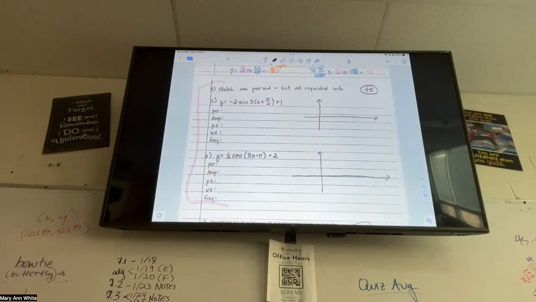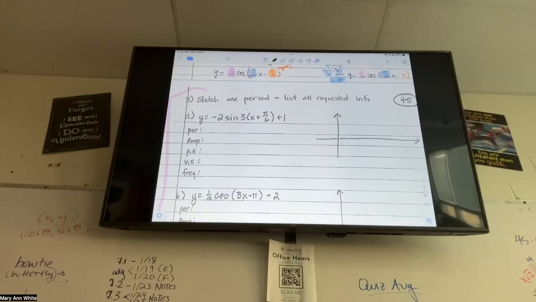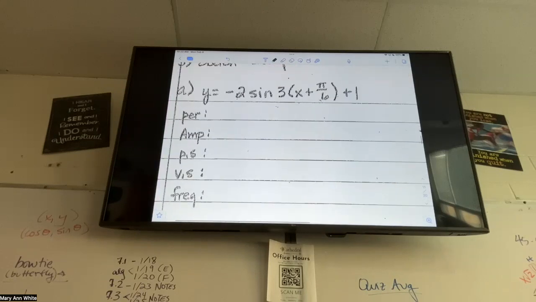Now, what I've got on 3A and B is I have all sorts of transformations. I've got ups and downs, lefts and rights, stretches, shrinks, all that fun stuff. So we're just gonna take this as slowly as we need to, but I want to do as many of these as I can. If I can do both of them, that would be awesome. Okay. All right, we always start with amplitude.